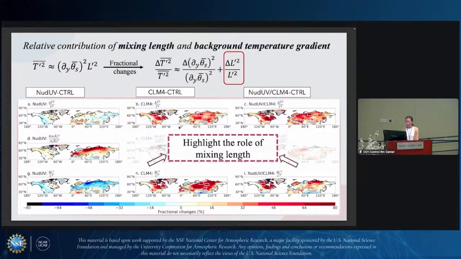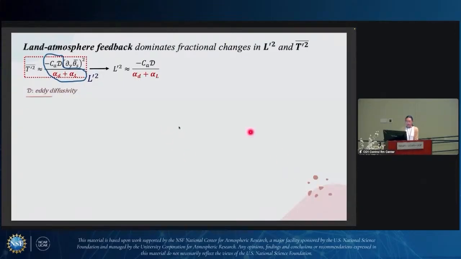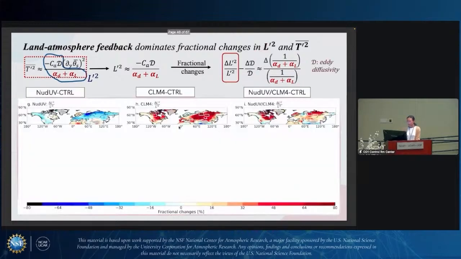Then we wanted to know what contributes to the patterns we see in the mixing length fractional changes. If our theoretical framework is correct, then the mixing length is a function of both eddy diffusivity as well as these parameters that control the land atmosphere feedback. Here again, we do the fractional changes with these equations, trying to decompose mixing length into the part related to eddy diffusivity, as well as the part that captures all the feedback strengths. And here again, we have the fractional changes in the mixing length squared.